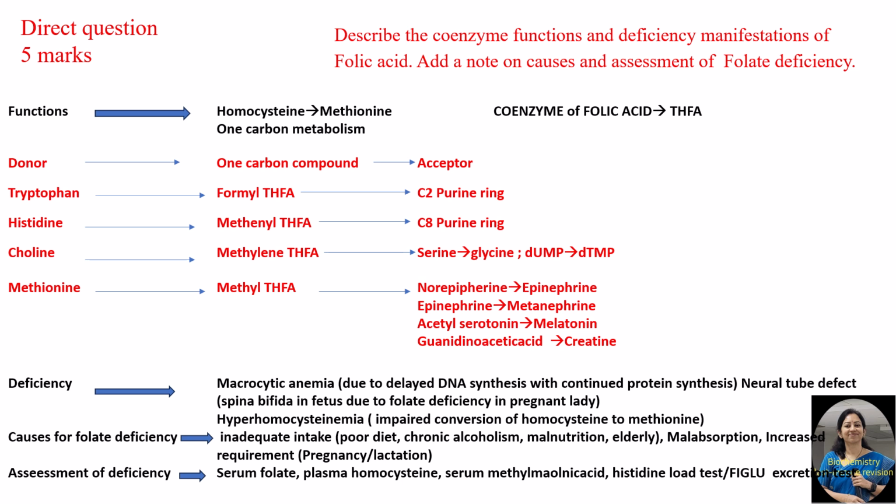Now the coenzyme, or the active form, of folic acid is tetrahydrofolic acid. The main function of folic acid is transmethylation reaction, mainly conversion of homocysteine to methionine. That is how folic acid participates in 1-carbon metabolism. Now these are the donors of the 1-carbon compounds. The first donor is tryptophan, which forms formyl tetrahydrofolic acid, and the acceptor is C2 of the purine ring. The next donor is histidine, which forms methenyl tetrahydrofolic acid, and the acceptor is C8 of the purine ring.